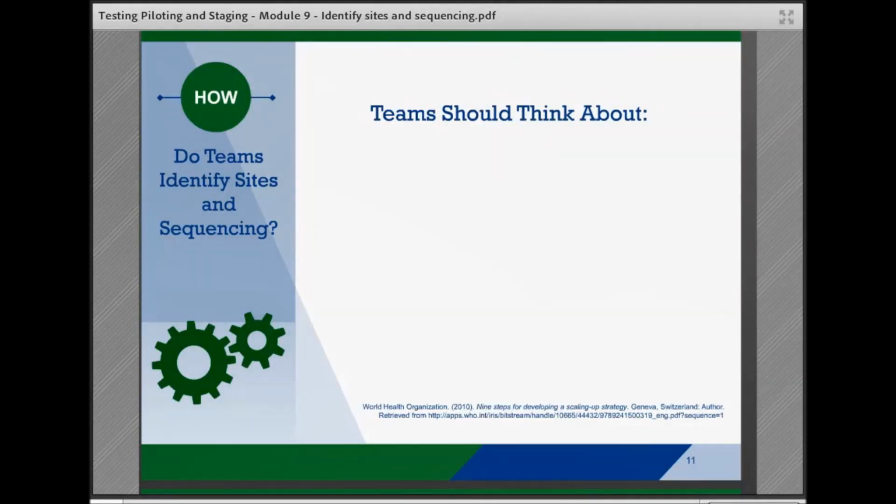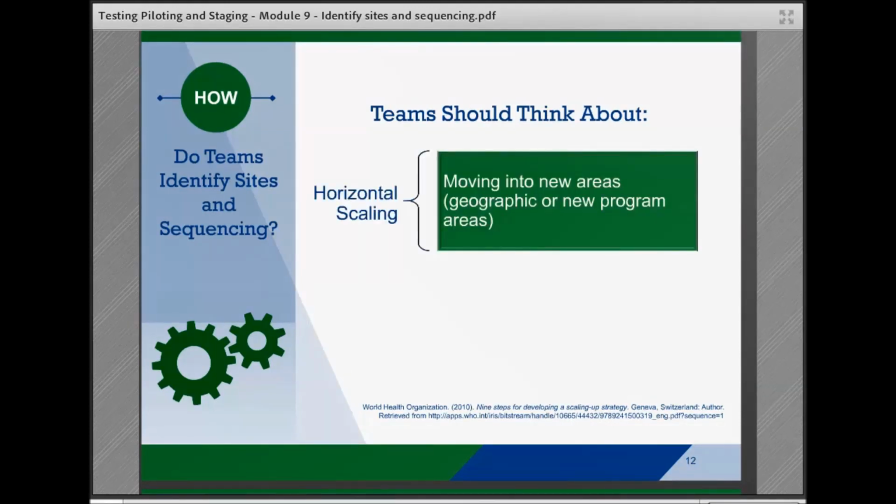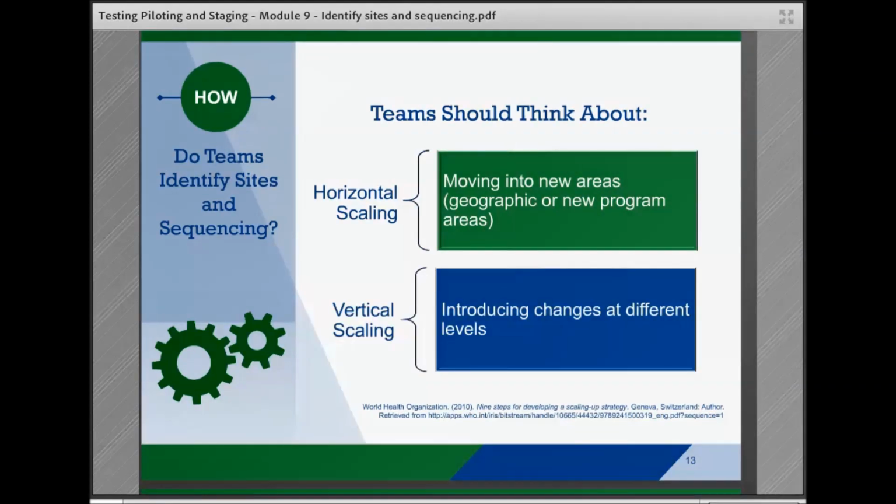Teams will need to think about scaling interventions in 2 ways. Horizontal scaling, which is moving into new areas, for example, new regions or counties, or perhaps other program areas in an agency. And vertical scaling, which is introducing changes at different levels of the organization. For example, changes in leadership functions, introduction of new policies, shifts in supervisor expectations, and new caseworker practices.